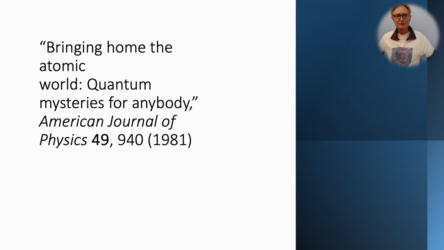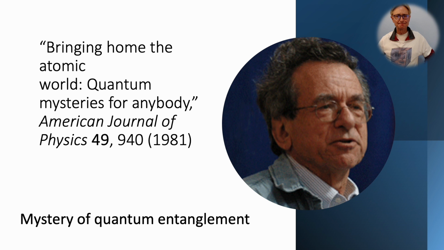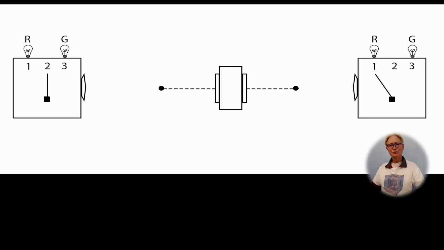To introduce the mystery of Einstein's entanglement, I'll use David Mermin's famous paper, Bringing Home the Atomic World: Quantum Mysteries for Anybody, that Richard Feynman called one of the most beautiful papers in physics that I know. Mermin introduces the mystery of Einstein's entanglement using his Mermin device shown here. You don't have to know anything about quantum mechanics to understand the mystery using this device. So his paper allows him to convey the mystery of quantum entanglement to the general reader.